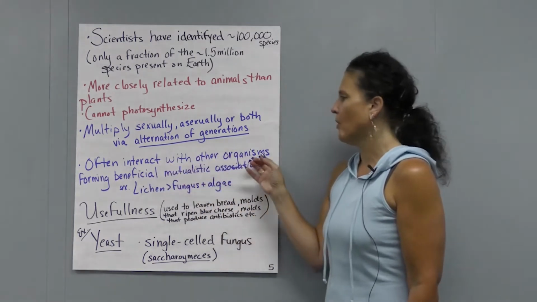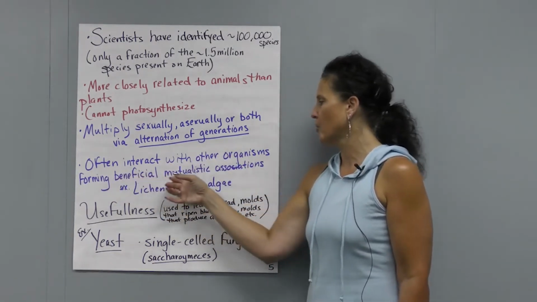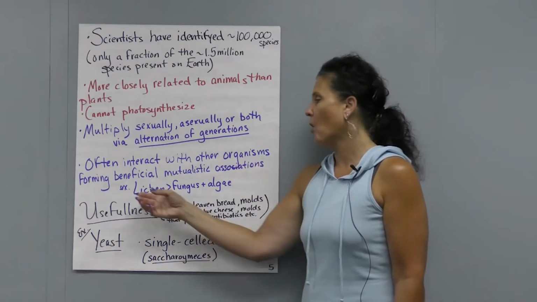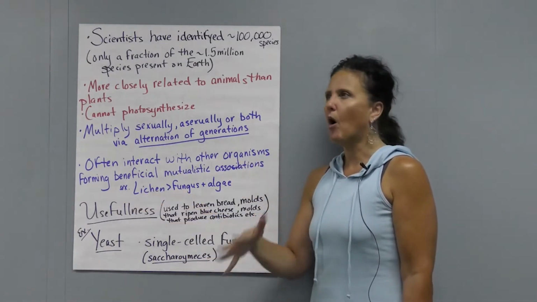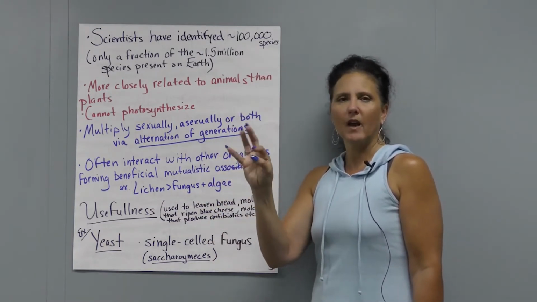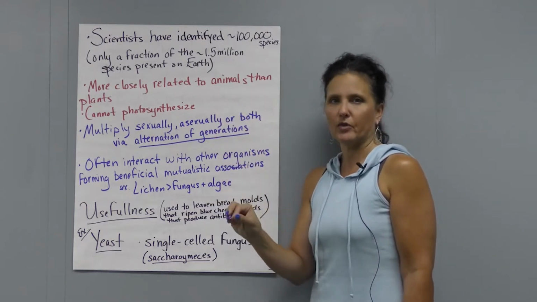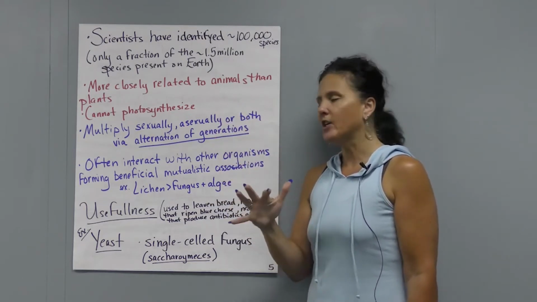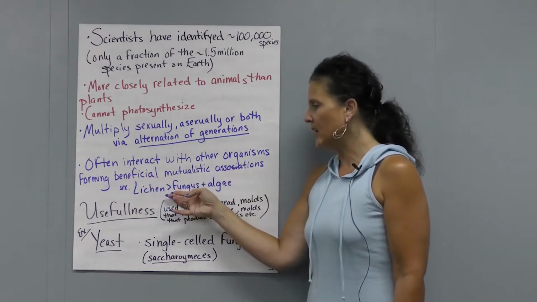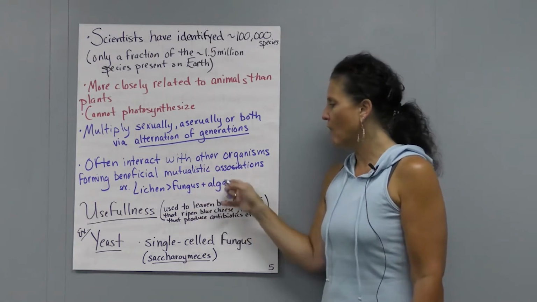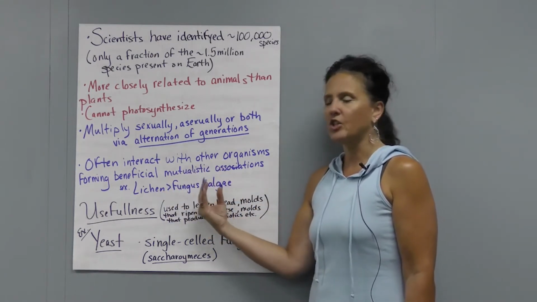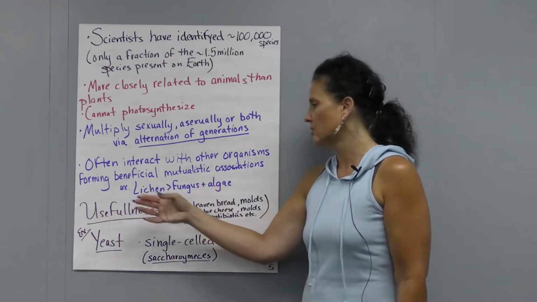They often interact with other organisms and they form these beneficial mutualistic associations. We'll show you some pictures that will be along with this video on what are called lichens. If you're walking around in the woods around here, on the trunks of trees, you see those green, kind of looks like paint on the trunks of trees. Those are a combination, a symbiotic beneficial mutualistic association between a fungus and an alga. So the alga photosynthesizes and the fungus decomposes. But it's just a little association, and that's called a lichen, and I'll show you some pictures of those.